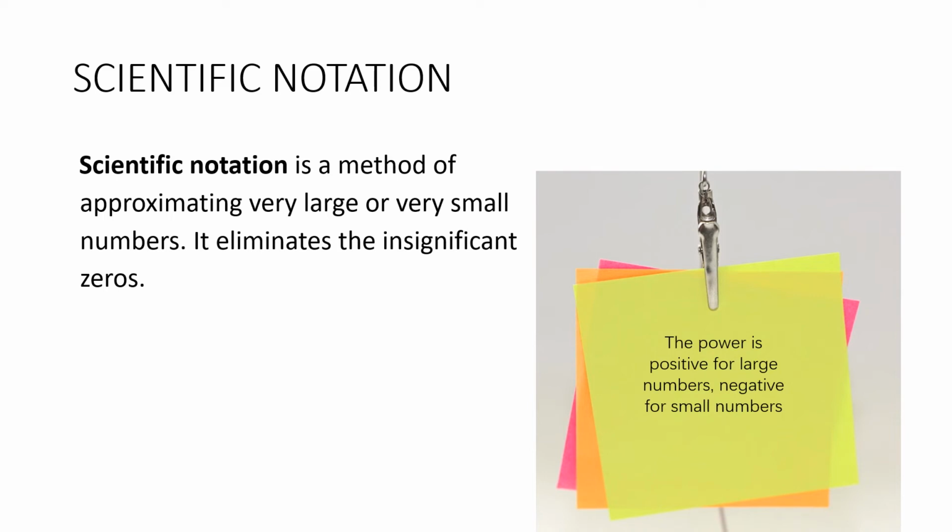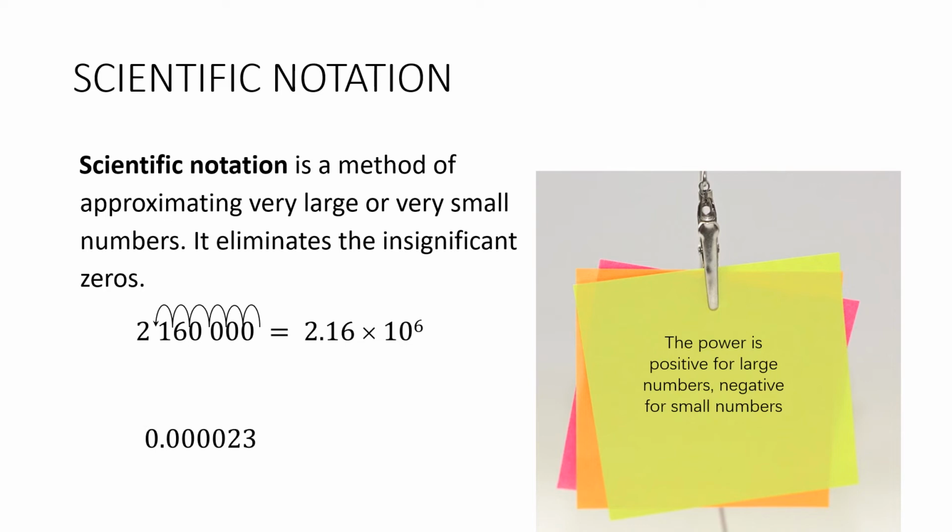Scientific notation is a method of approximating very large or very small numbers. And what it does is eliminate all the insignificant zeros. So if we want to write 2,160,000 in scientific notation, we're going to move our decimal point from here to after the first significant figure. So it's going to become 2.16. We're going to then multiply by 10, and we're going to count the number of positions we've moved the decimal place. So it is 1, 2, 3, 4, 5, 6, and that's going to be our power. So there's scientific notation for this number.